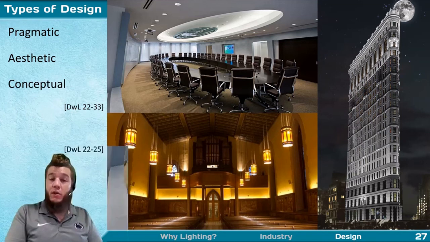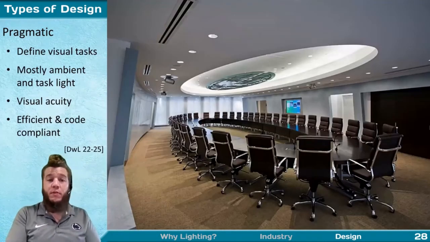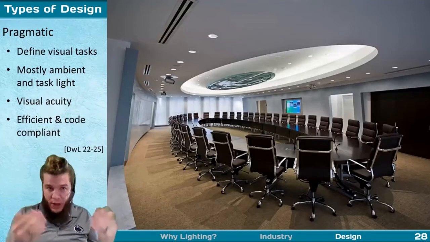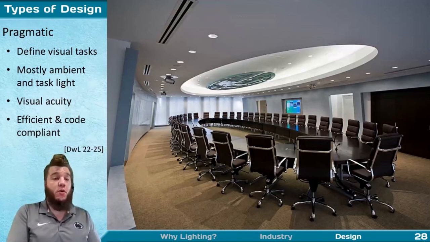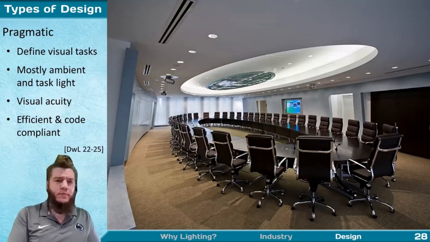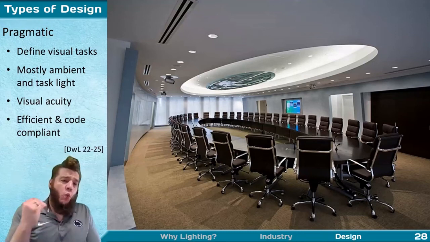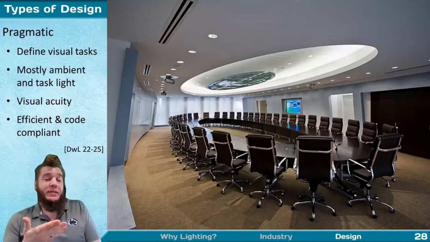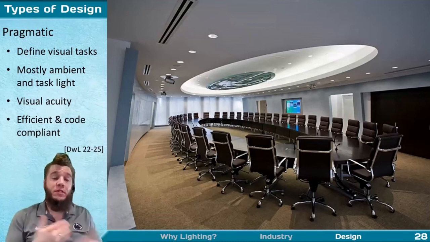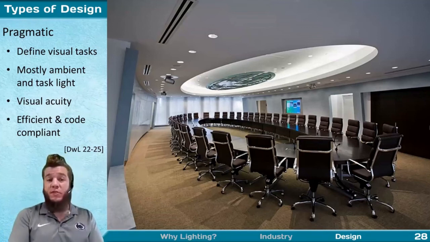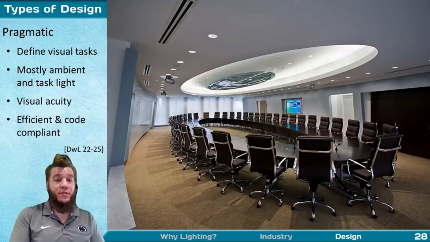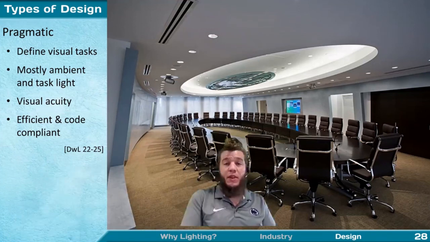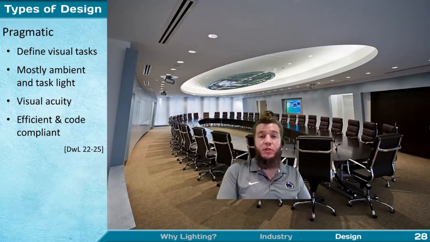Let's take a closer look at some of those, starting with, of course, pragmatic, which is going to be the bread and butter of architectural lighting designers. So, what we're doing with pragmatic lighting design is relatively straightforward. We want to start by defining the visual tasks. For example, in this space, we've got a handful of obvious visual tasks.